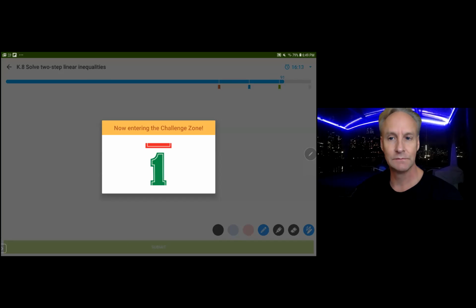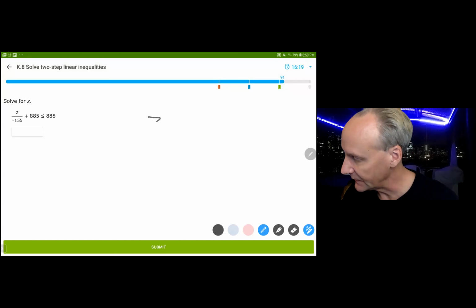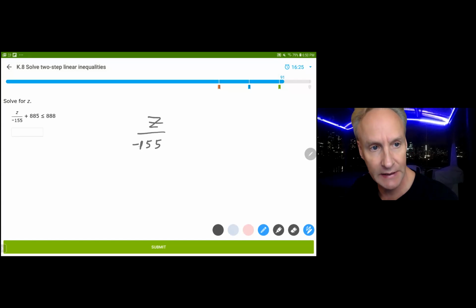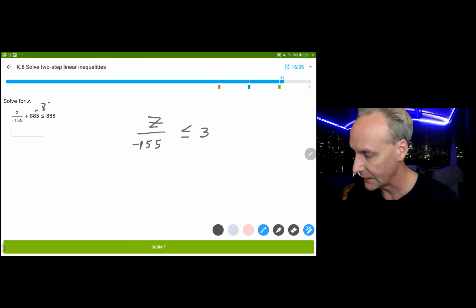And we're almost done. A few more, maybe 3 or 4. Oh, they wanted to give me some big ones. So I have z over negative 155. As soon as you see that division by a negative, you know I'm going to end up changing the sign. I'm going to subtract 885 from both sides, and I'm going to get less than or equal to 3. All I did was subtract 885 from both sides, and I'm left with 3.